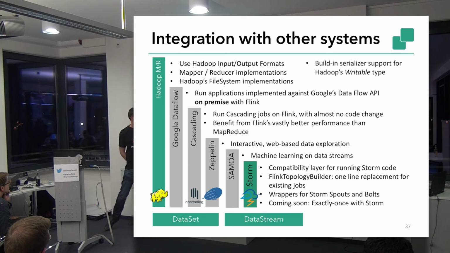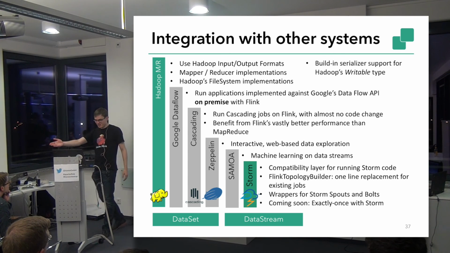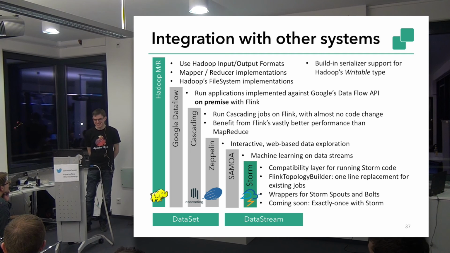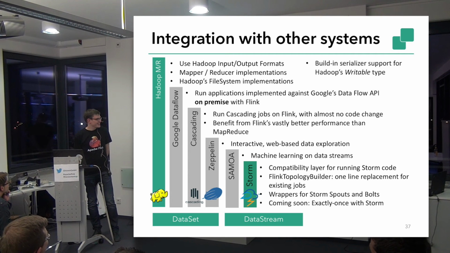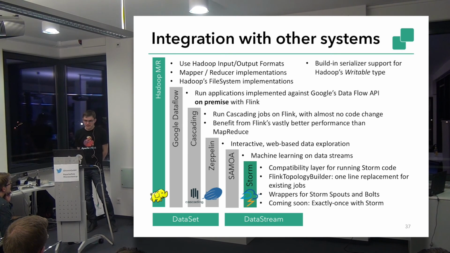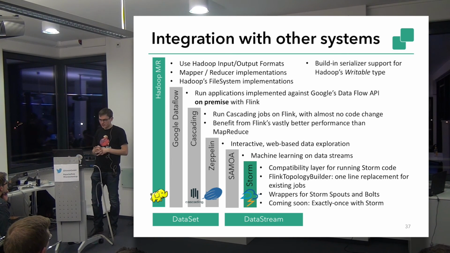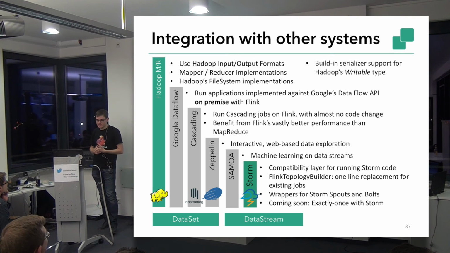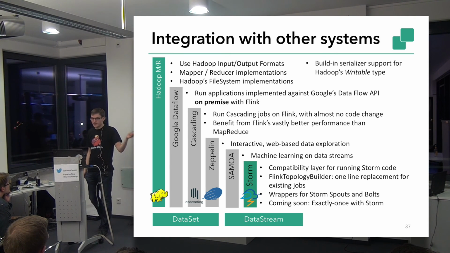And then there is the Storm compatibility layer, and the famous author of the Storm compatibility layer is sitting here, Matthias, the next speaker. He created a layer that allows you to run existing Storm code within Flink. In two ways. You can either mix and match, so you can use existing Storm spouts and bolts and mix them with Flink operators, or you use the Flink topology builder, which is a one-line replacement for existing Storm jobs. So instead of using the regular topology builder of Storm, you can use the Flink topology builder. It has exactly the same API, and then you can submit your Storm job to Flink.